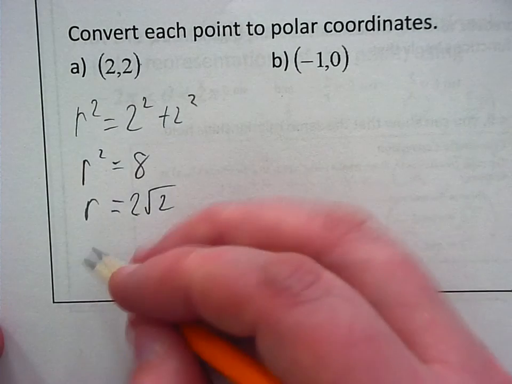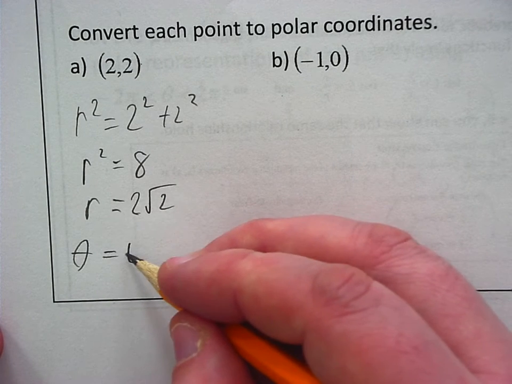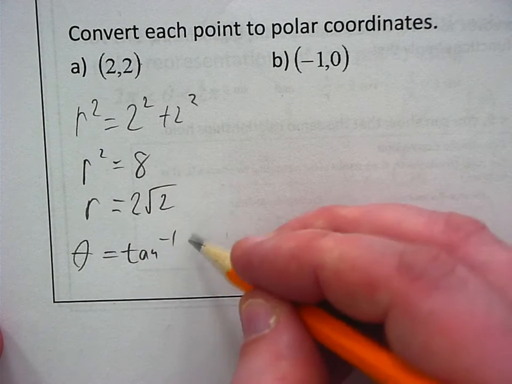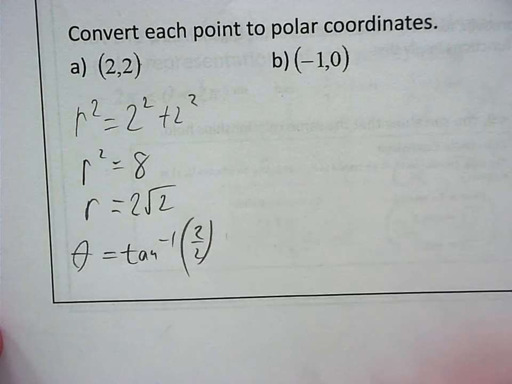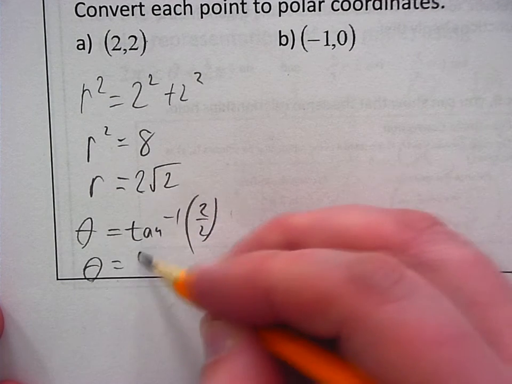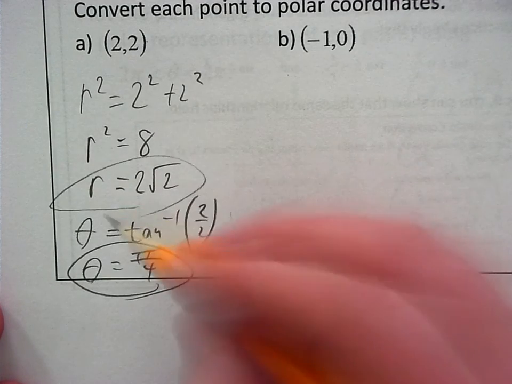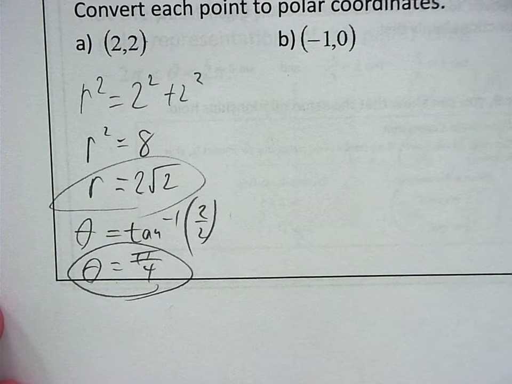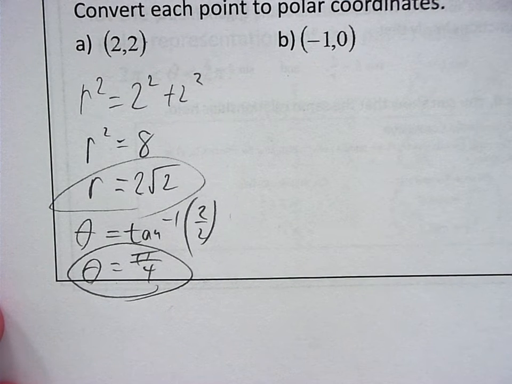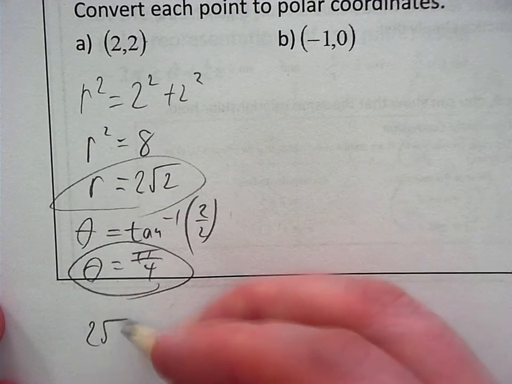For theta, theta is going to be equal to the inverse tangent of y over x. Yep. So what's the inverse tangent of 1? Pi over 4. Now potentially it could be 5 pi over 4 as well, right? Why do I know 5 pi over 4 is incorrect? Yeah, so unless you adjust the radius, you're going to want to use the regular pi over 4. So you get 2 root 2 and pi over 4.